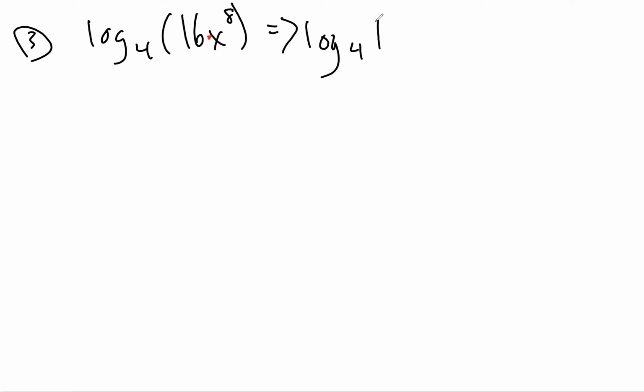So number 3. What if I have log base 4 of 16x to the 8? The first thing I do is I look inside my parentheses and I say, okay, what's happening? Multiplication. And when I see the multiplication happening, that tells me I have to turn it into addition. So that's the first thing I'm going to do. So this is going to become log base 4 of 16 plus log base 4 of x to the 8th.